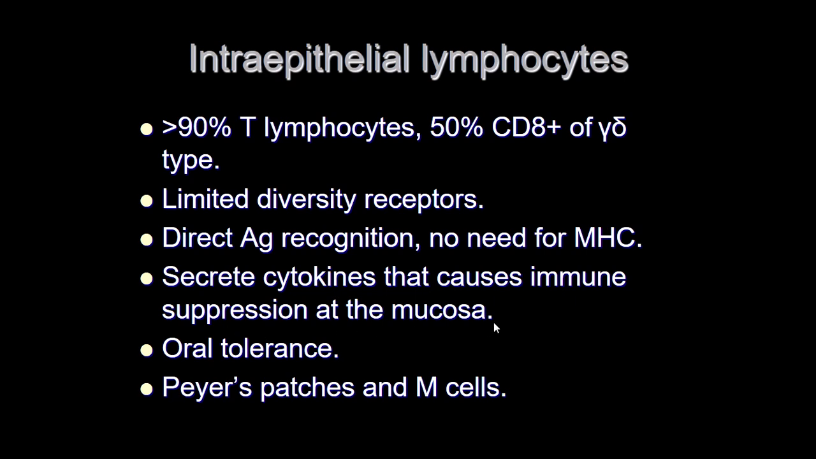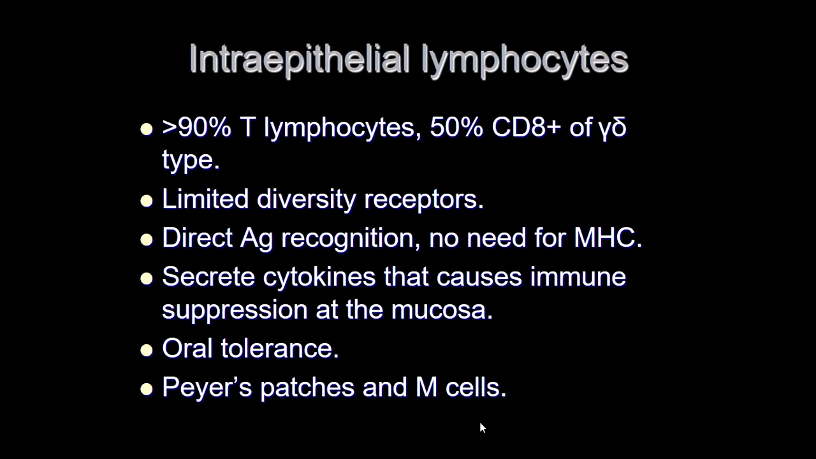Here, at the mucosal level, if there's a failure in this process, then patients could develop food allergies. So this is important for what we call oral tolerance. The significance of having an immune system sufficient at the mucosal level is to develop oral tolerance and prevent food allergy.